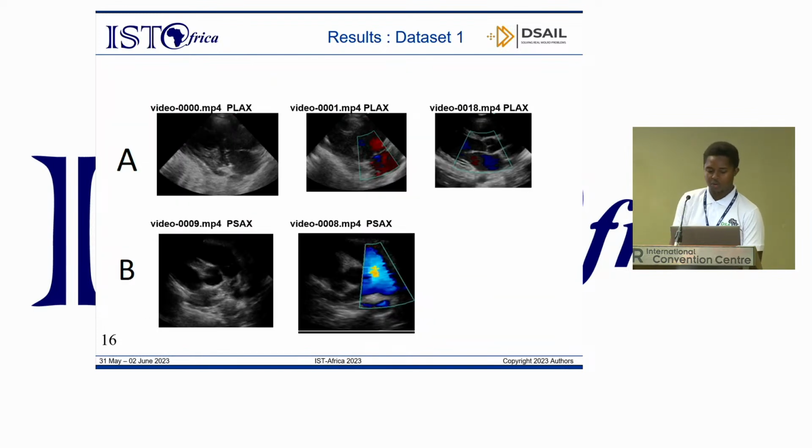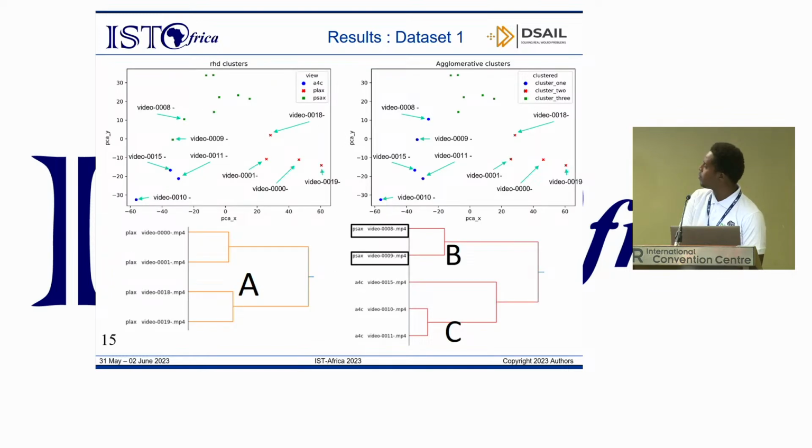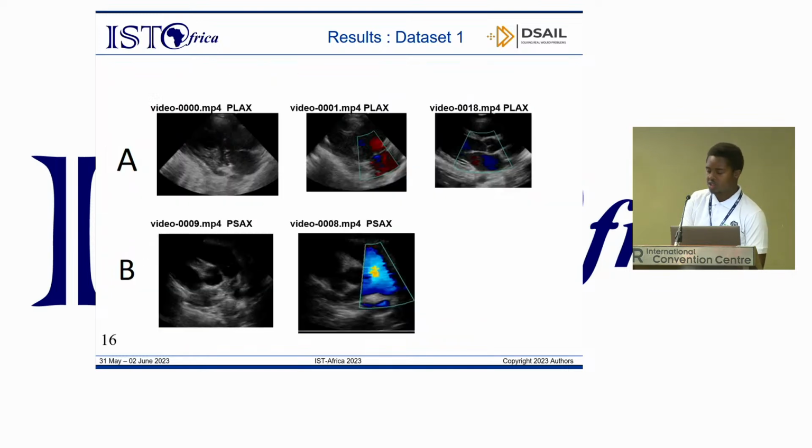This is visual inspection. So A and B, I'm just going to take A and B. There are three videos, all three are known, and all three are PLAX, and you can see all three are similar. And the B, clustered together, but in the wrong cluster, but they're also similar. But they also look like apical four chamber.